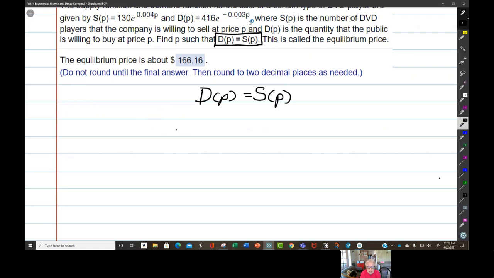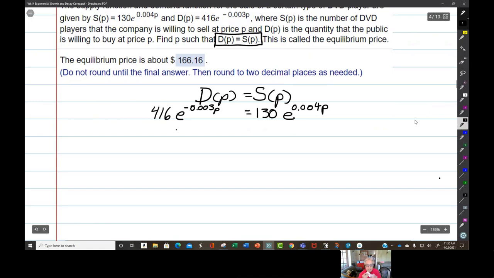Okay, so D of P is 416 times e to the negative 0.003P. And the supply function is 130 times e to the 0.004P. There they are. Double check. 416 times e to the negative 0.003P. That's D of P, okay. And S of P is 130 times e to the 0.004P. Yes, I wrote them correctly.